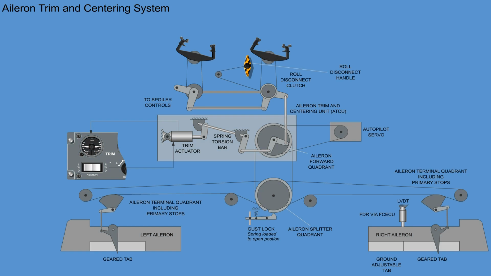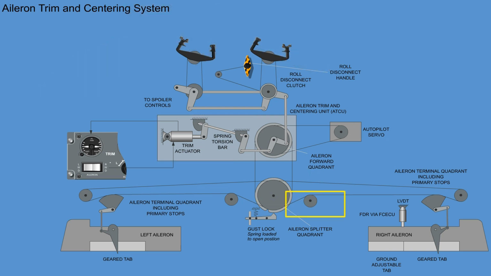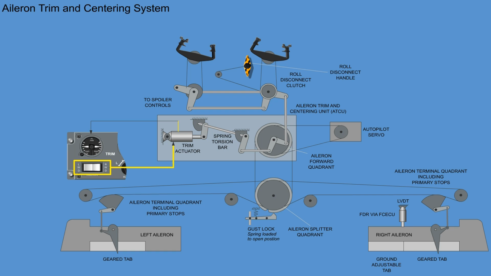The aileron trim and centering system consists of the following components: the trim actuator, the centering unit, and the ground adjustable trim tab. Aileron trim is achieved by electrically trimming both aileron surfaces through the actuator located in the aileron trim and centering unit. The pilot controls the amount of aileron trim by operating the aileron trim switch, which supplies the electrical signal to the aileron trim actuator.